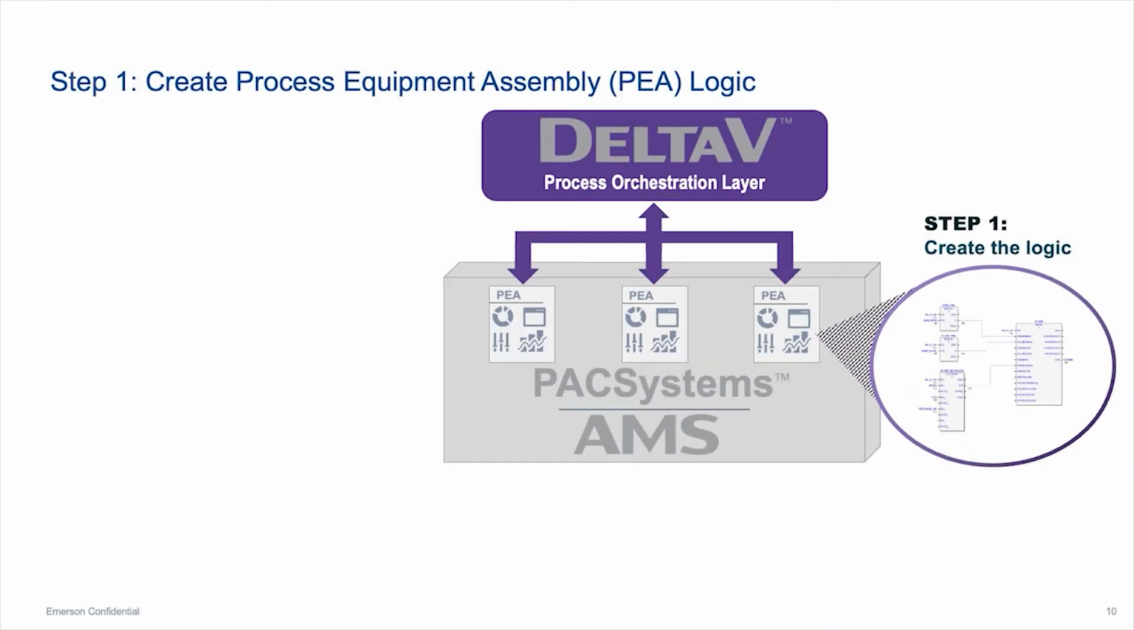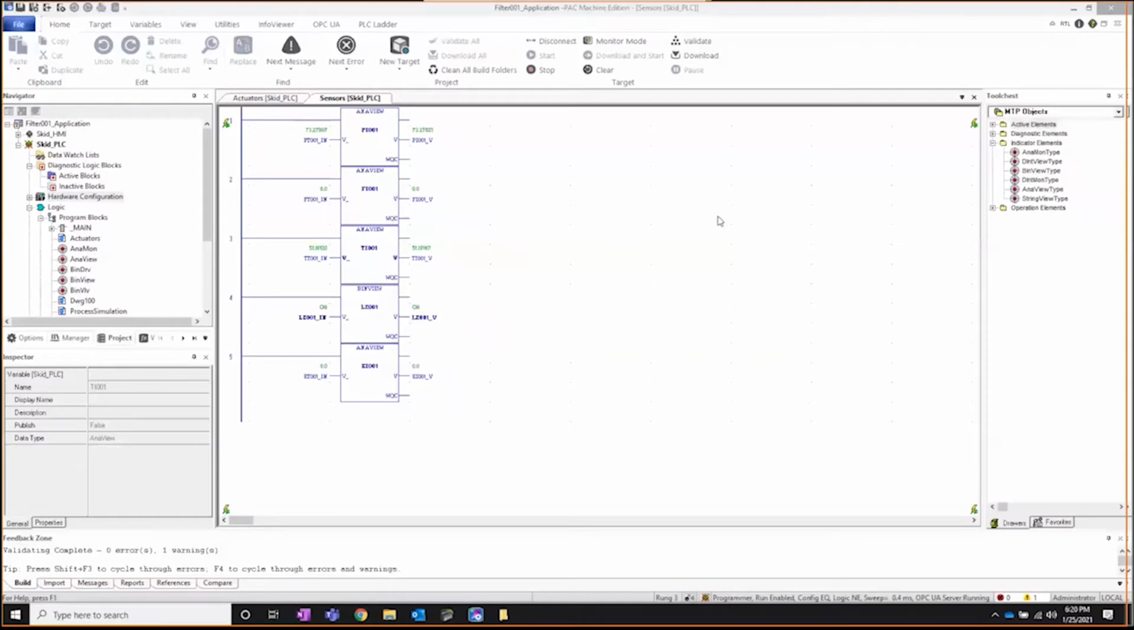And I'll walk you through the steps of actually putting together the controls for the outlet valve Y002. So step one is creating the logic, and I'll walk you through that now. All right, to program the lower level, or the process equipment assembly, I use the Emerson PAC Machine Edition. This is the integrated development environment that is used to program all Emerson PLCs.